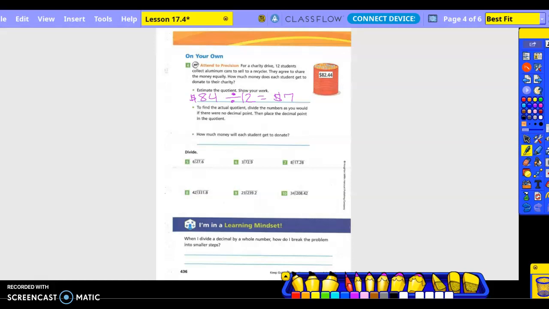And I always teach you guys to put it straight up first, right? Okay. So how much money will each student get? So what goes in our house? What's our dividend? $82.44. And once again, you guys could do your flats and your place value cubes, but okay, divided by what's our divisor? 12. Okay, I'm dividing by a whole number, so I go straight up with my decimal. I don't need to move it or anything.